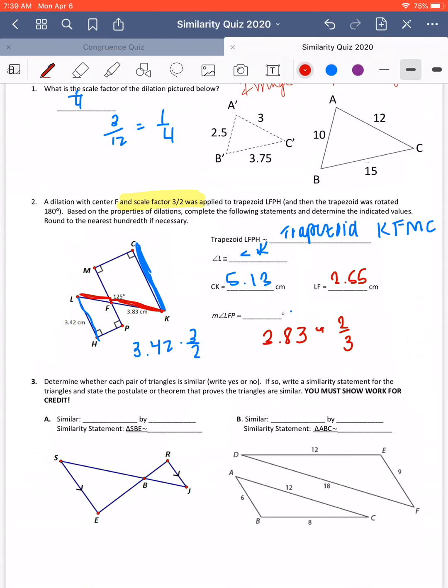Then it says the measure of angle LFP. So that's going to be this angle right here, which, if you notice, is vertical angles with this angle. So those would be congruent. So the measure of angle LFP has to be 125 degrees by the vertical angle theorem.